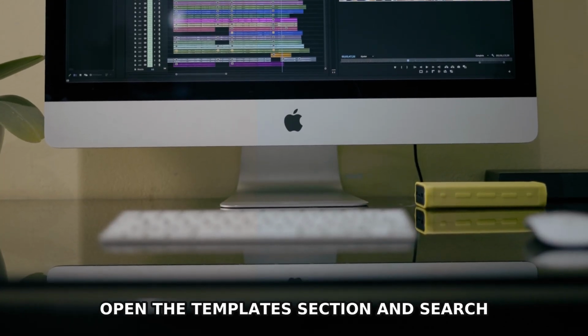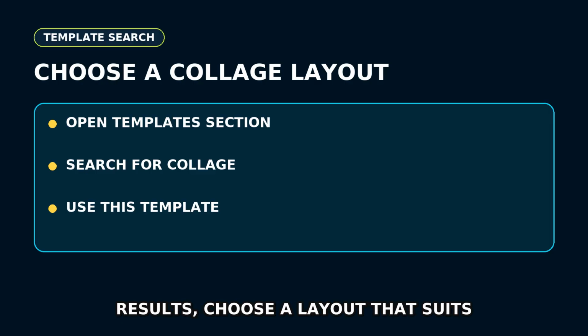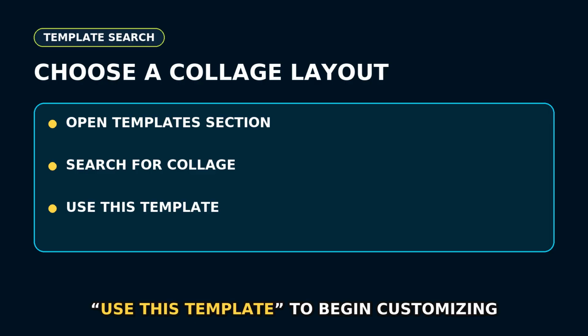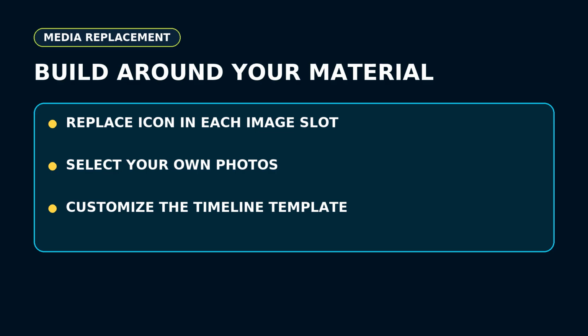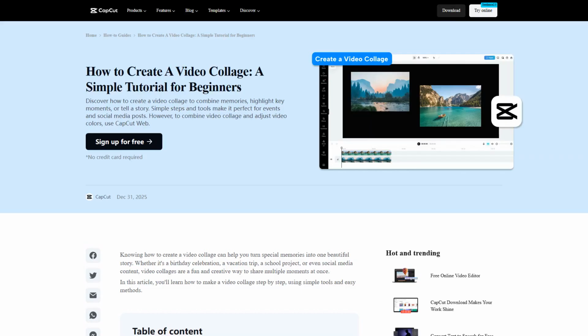Open the Templates section and search for Collage. Browse the available results, choose a layout that suits your project, and select Use this template to begin customizing it. When the template opens, use the Replace icon in the center of each image slot in the timeline. Select your own photos for those slots so the template becomes a collage built around your material.